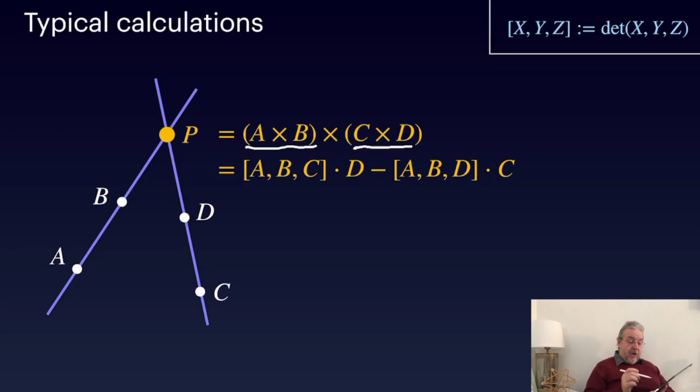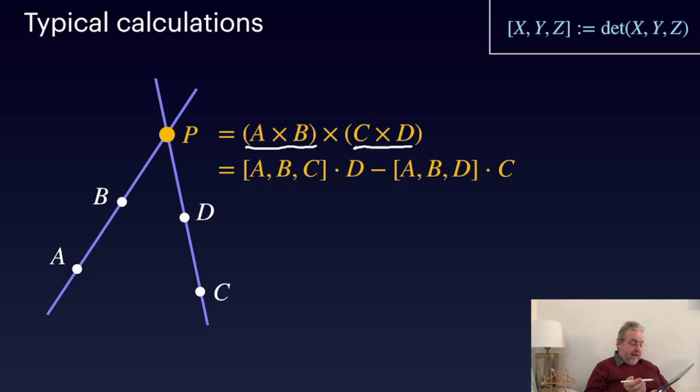From now on I will use a shorthand: if we have 3 points x, y, z in homogeneous coordinates, then x, y, z forms a 3 by 3 matrix, and the determinant of this 3 by 3 matrix will be abbreviated by such a kind of bracket expression. And this point P now can be calculated as determinant ABC times D minus the determinant ABD times C. And you may ask why this is the case.